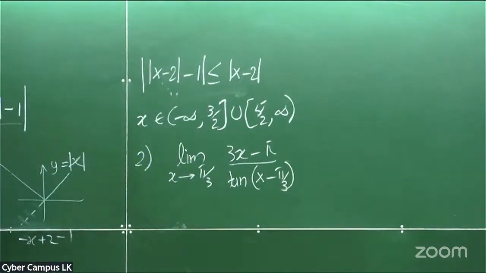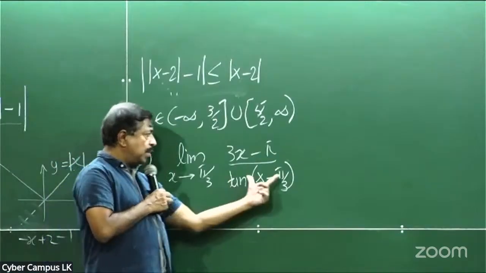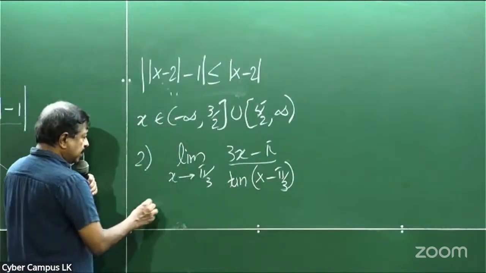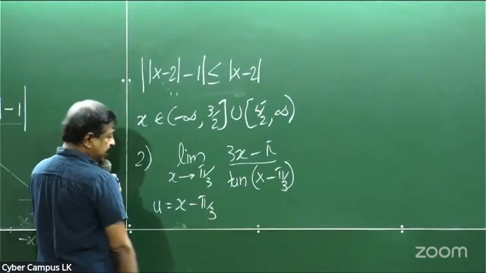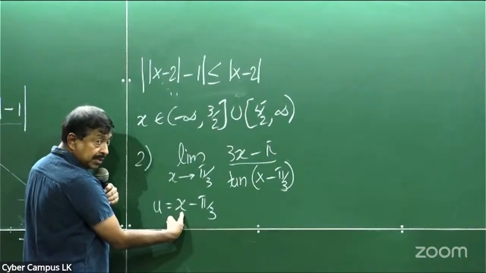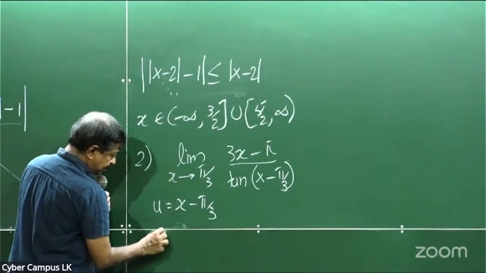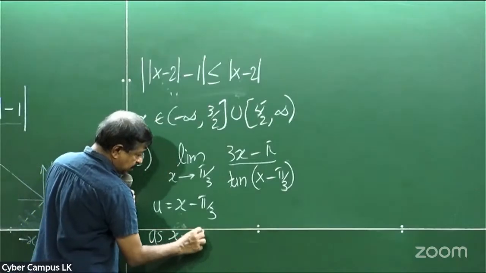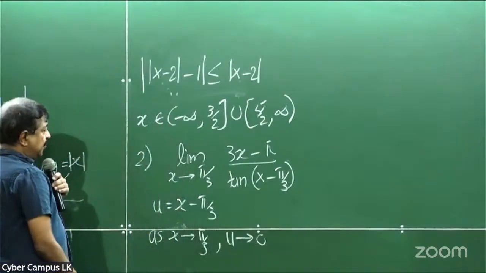Okay. Here you have to go for a substitution because here x goes to pi by 3. Here also you have x minus pi by 3. So we'll take u as x minus pi by 3. That means when x goes to pi by 3, this is pi by 3 minus pi by 3, which is 0. After that, it's a piece of cake.